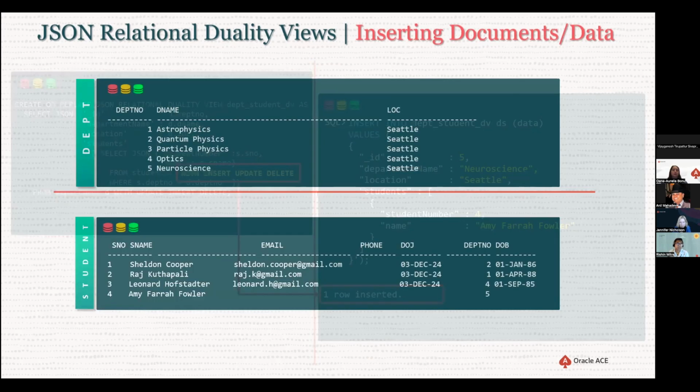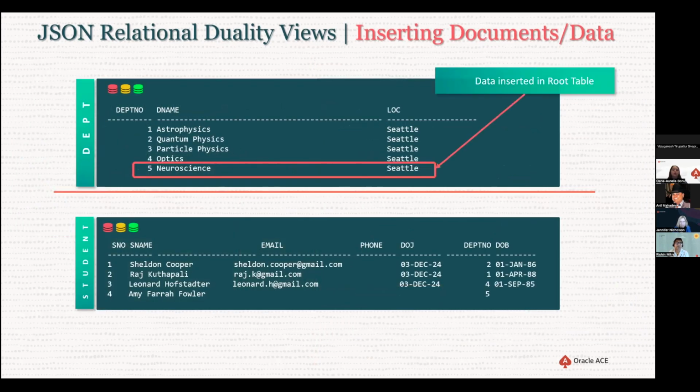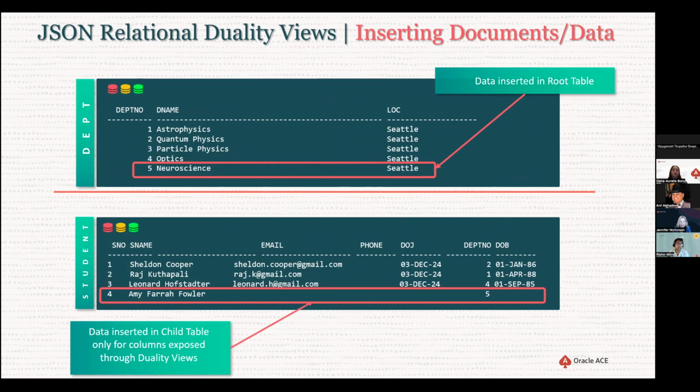So now if I go back to my tables and query the data, I will see that the data has been inserted into my root table, which is the department table, and also the data has been inserted into the child table for only the columns that were exposed in the duality view.